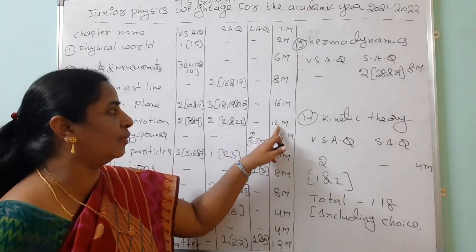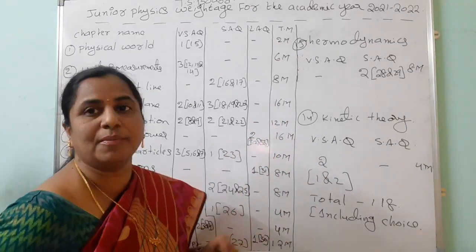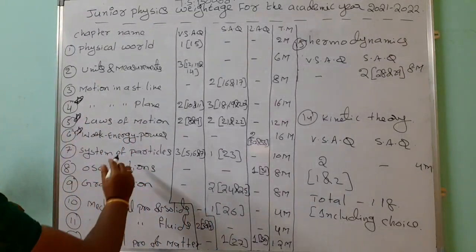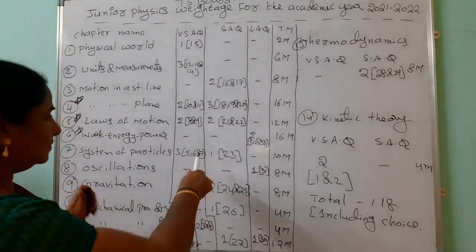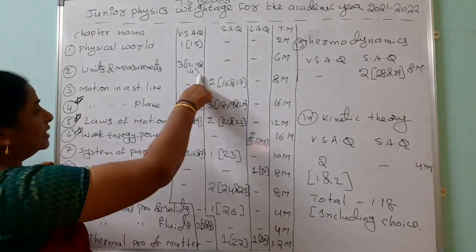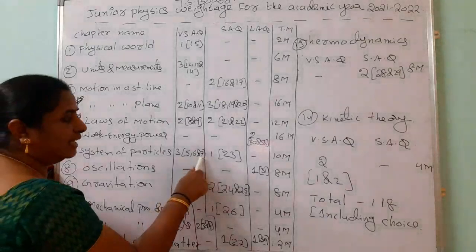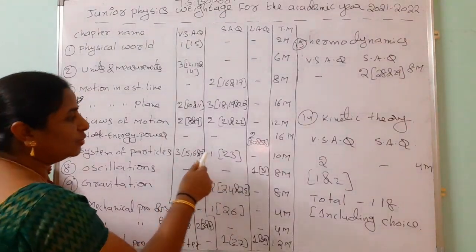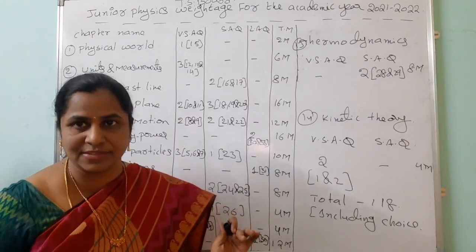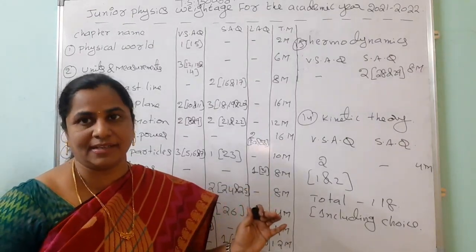32 plus 2, 4, 34, 44 marks are there, these 3 chapters. Then our next chapter is the system of particles. Here 3 VSAQs are there. Already from units and measurements 3 VSAQs, and here also 3 VSAQs. Those who want to get more than 95%, don't leave the units and measurements VSAQs and system of particles VSAQs.